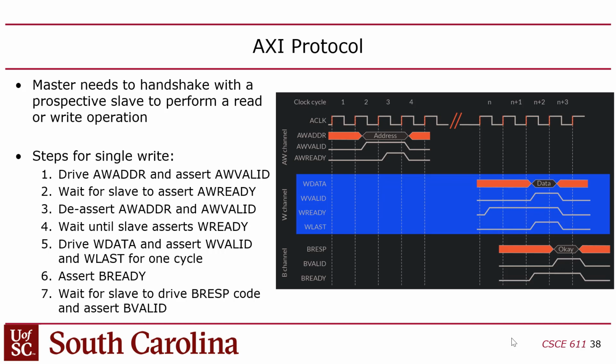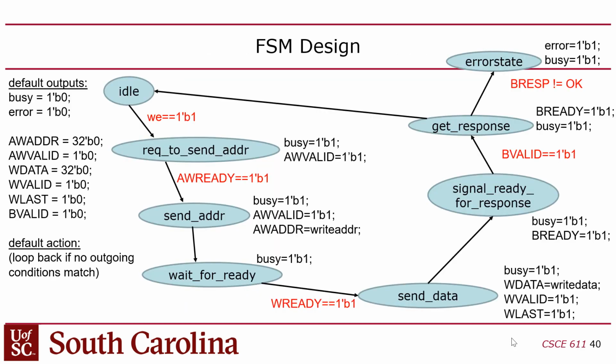So I sit waiting for the ready. I'm waiting for write ready, at which point I set up my write data, my write valid, my write last. I'm still setting busy to 1 this whole time, by the way. All these states have busy as 1 except for idle. And then I do that for one cycle because I'm not doing a burst transfer. I'm just writing one word at a time. You can write more than one word if you want, but I'm only doing a single word transaction.